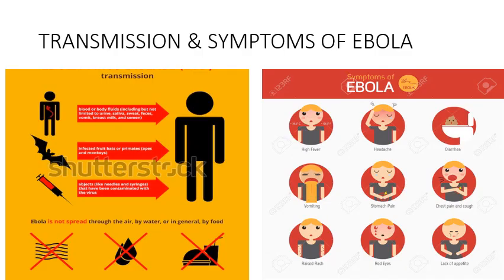Transmission and symptoms of Ebola. The transmission occurs through blood or body fluids, including but not limited to urine, saliva, sweat, feces, vomit, breast milk, and semen. Second, infected fruit bats or primates. Third, objects like needles and syringes that have been contaminated with the virus. Symptoms of Ebola are high fever, headache, diarrhea, vomiting, stomach pain, chest pain, raised rash, red eyes, and lack of appetite.